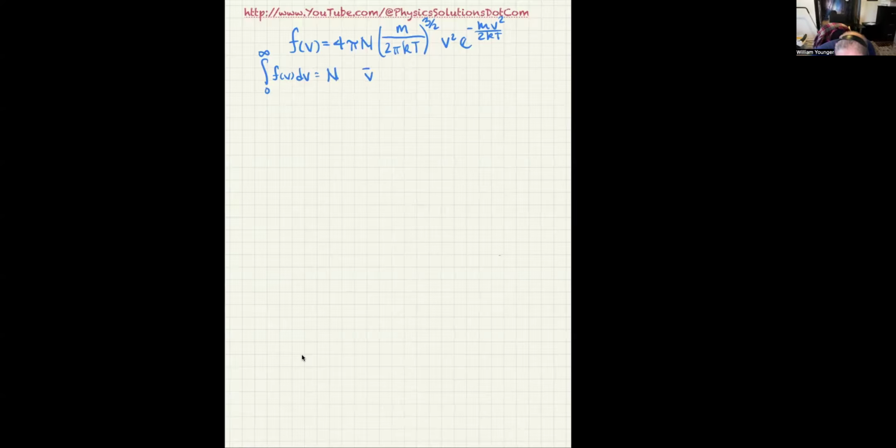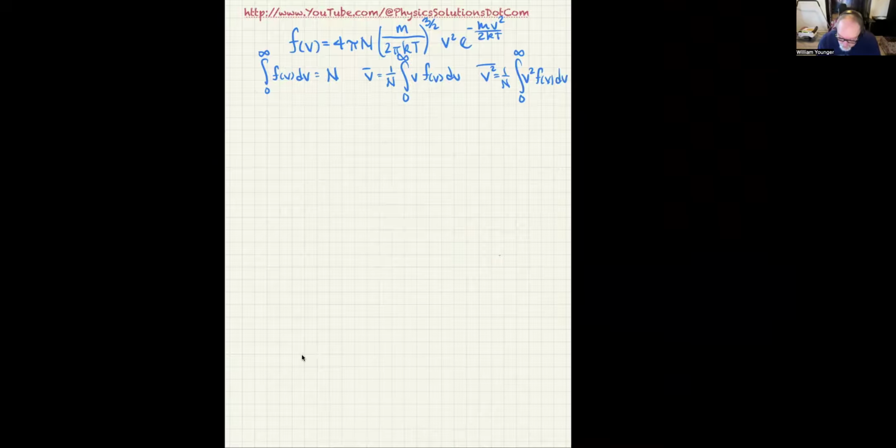For instance, if we want to know the average velocity, we multiply by 1 over n, and then we integrate from 0 to infinity of v times f of v dv. Or similarly, if we want to know v squared bar, we multiply by 1 over n, and then integrate from 0 to infinity of v squared f of v dv. Of course, if you want the root mean square, you have to take the square root of it. What we're trying to do, though, is calculate this v bar, not the v squared bar. That can be done the same way.